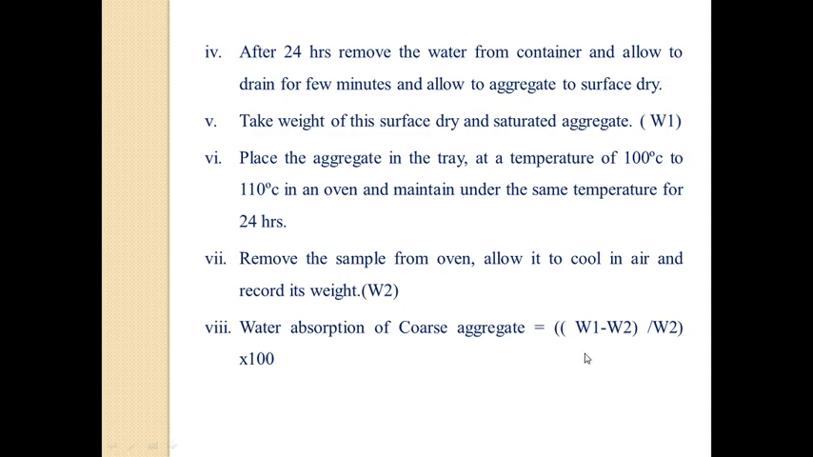Where W1 is what? W1 is the surface dry weight of that sample, and W2 is what? It is the oven dry sample weight. So W1 minus W2 upon W2 multiplied by 100 gives the water absorption of coarse aggregate in percentage.